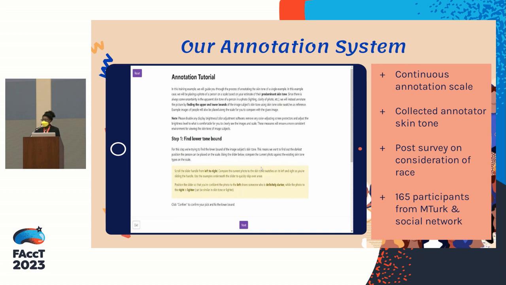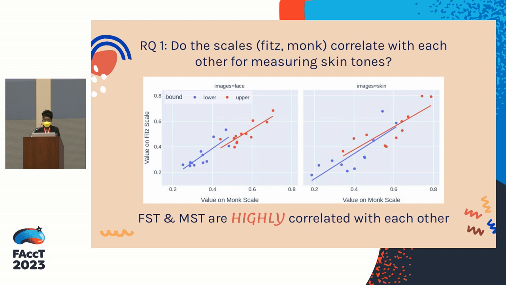So we built our own annotation system that used a continuous annotation scale. We also collected the annotator's own skin tone and followed up with a post-survey about how annotators considered race in the skin tone annotation process. So we put up a study on MTurk, and also to further increase the diversity of our annotator pool, we did some social network recruiting to eventually get to these findings.